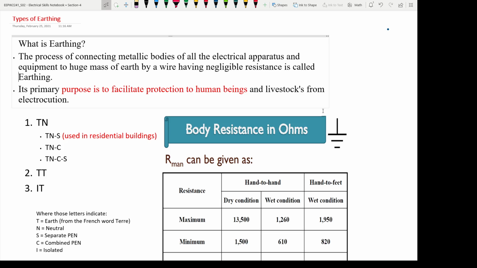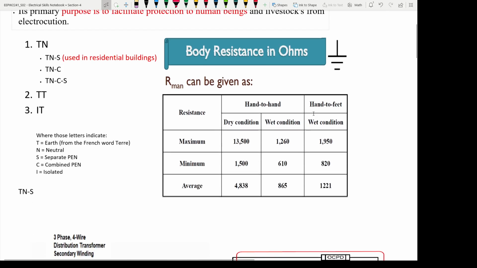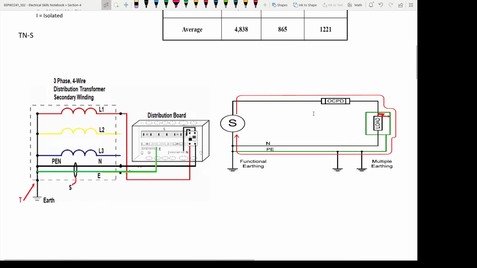In TN we have TN-S, TN-C, TN-C-S. What is the meaning of each individual letter? T refers to earth. It is the word from French, terre. Terre means earth in the French language. So T denotes earth, N denotes neutral, S denotes separate, C denotes combined, I denotes isolated. Okay, so let us get into the details of the earthing types. First, let us discuss TN-S.